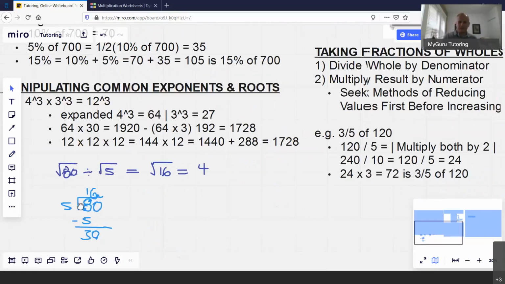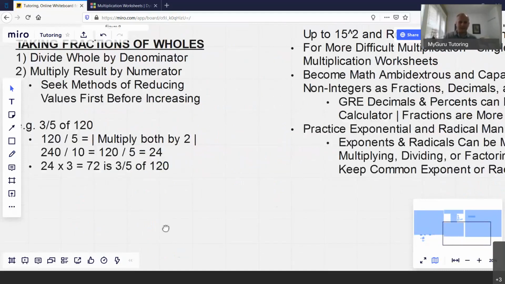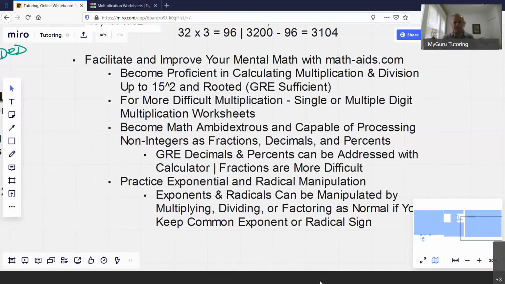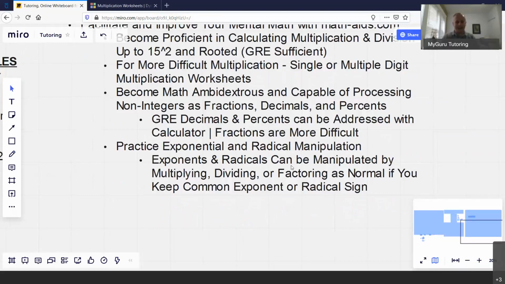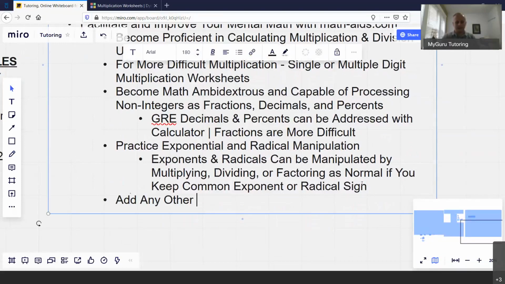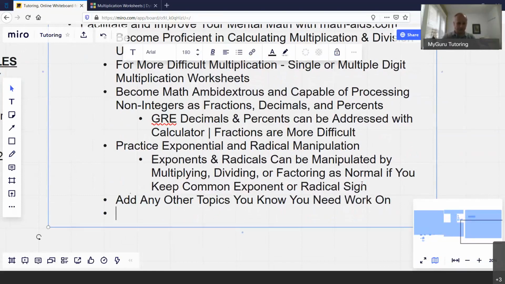So that's the top 6 pieces that I would recommend: the mental math of multiplication and division, becoming math ambidextrous with fractions, decimals, and percents, and practicing exponents and radicals. You also can add any other topics you know you need work on from these exams, whether it's the GRE or the GMAT. The content is pretty much the same. Basically, you're looking at arithmetic, algebra, word problems, and geometry.